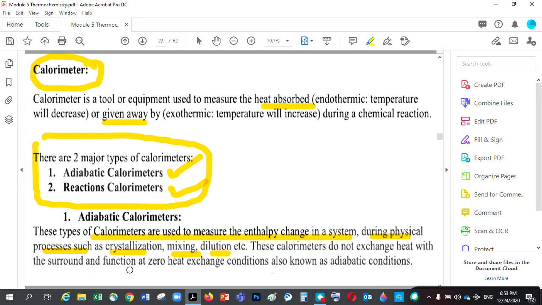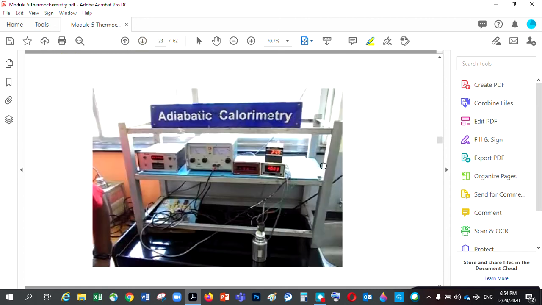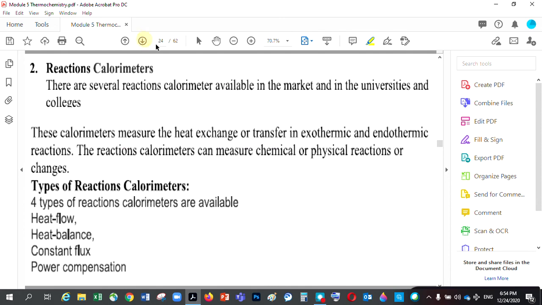So these calorimeters do not exchange heat with the surrounding and function at zero heat exchange conditions, known as adiabatic conditions. Adiabatic conditions means there is zero heat exchange. The heat will not be exchanged during the process. Here is an example picture of an adiabatic calorimeter. You see how complex that really is, to make sure that the heat is not exchanged with the surrounding.